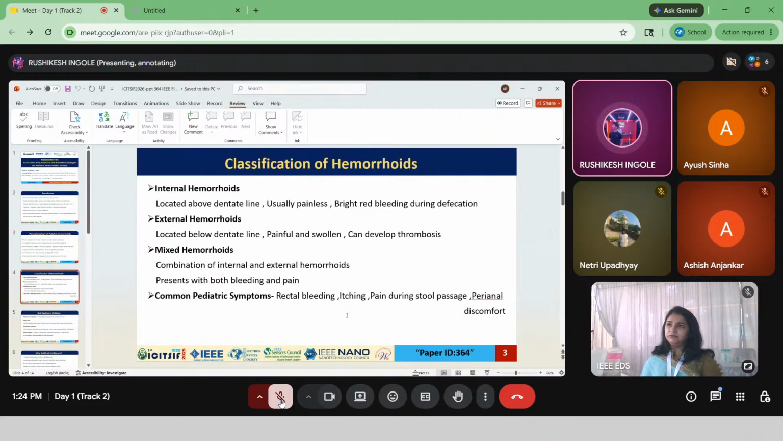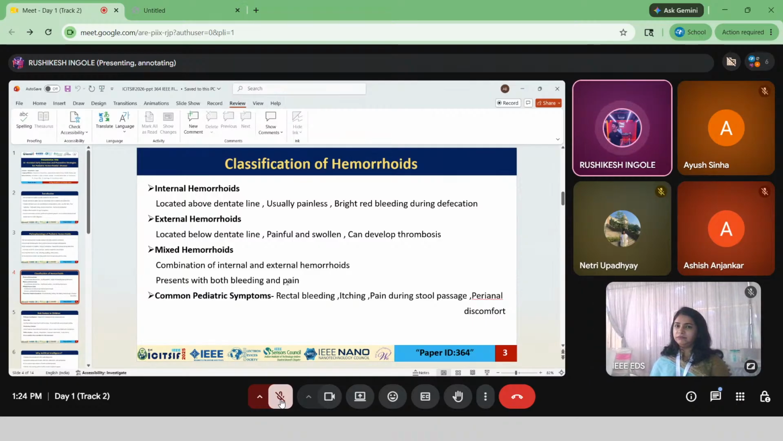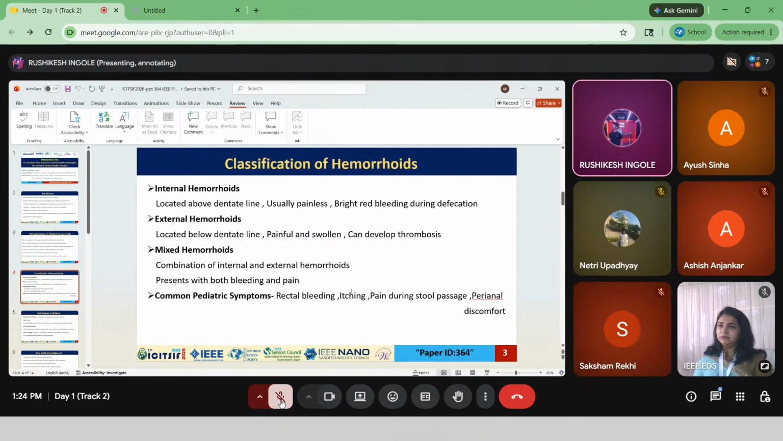Then a classification of hemorrhoids: internal hemorrhoids are located above the dentate line and are usually painless, with bright red bleeding during defecation. External hemorrhoids are located below the dentate line, painful and swollen, and can develop thrombosis. Mixed hemorrhoids are a combination of internal and external hemorrhoids, presenting with both bleeding and pain. Common pediatric symptoms are rectal bleeding, itching, pain during stool passage, and perianal discomfort.